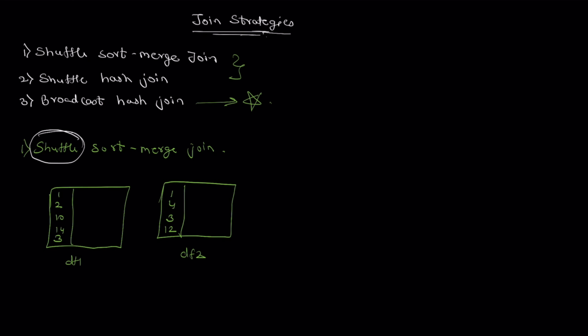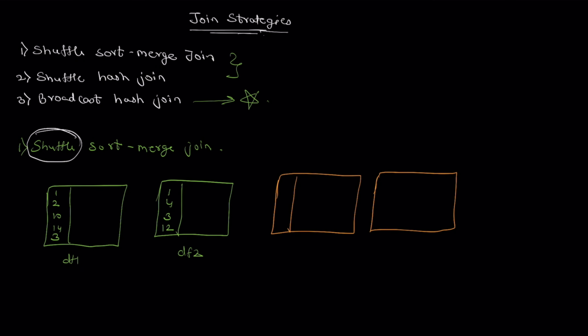And so what will happen when we do shuffle sort merge join is Spark will be sorting out both the IDs. So after sorting out, we will be having two partitions of 1, 2, 3, 10, and 14, and 1, 3, 4, and 12. So what happens is Spark basically sorts out both the partitions and then matches the ID and performs the join. So the output would be 1, 3. That's it. So here the sorting takes place.